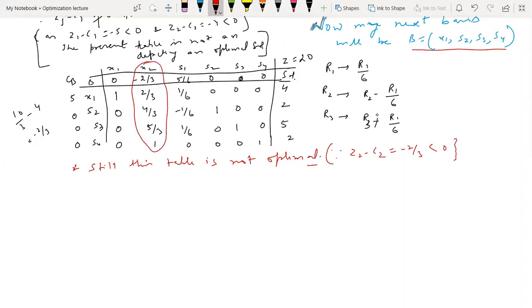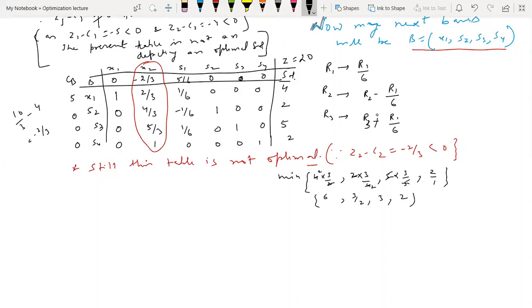Okay. So if x2 is entering, which one of them is leaving? So again, I have to calculate the minimum ratio. So what is my minimum ratio? You calculate the minimum of 4 upon 2 by 3, which means 4 into 3 by 2, then 2 upon 3 by 2, which is 2 into 3 by 4, and then 5 into 3 by 5, and then 2 by 1. So you see this value is 2. So this is 6, and this is 3 by 2. This comes out to be 3. This comes out to be 2.